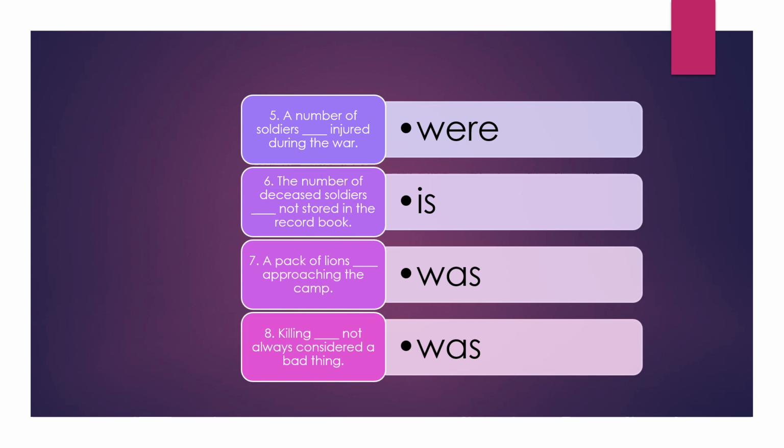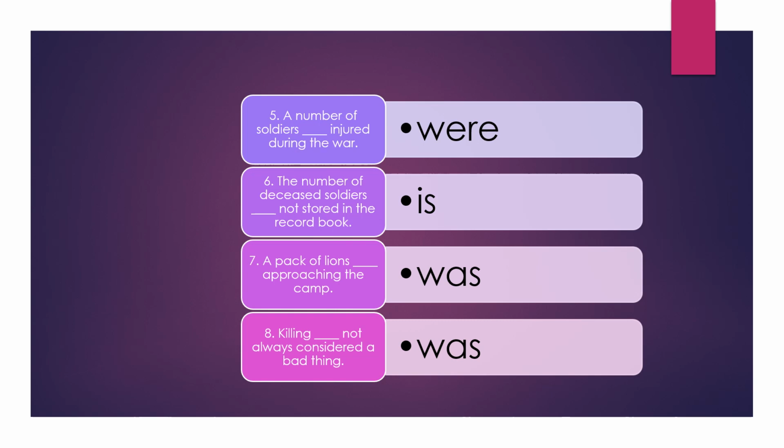Therefore, a pack of lions was approaching the camp, is approaching the camp, any of the verbs that you can use. Killing ___ not always considered a bad thing. Killing was not always considered a bad thing. Killing is not always considered a bad thing. Why? Because killing here is acting as a gerund.